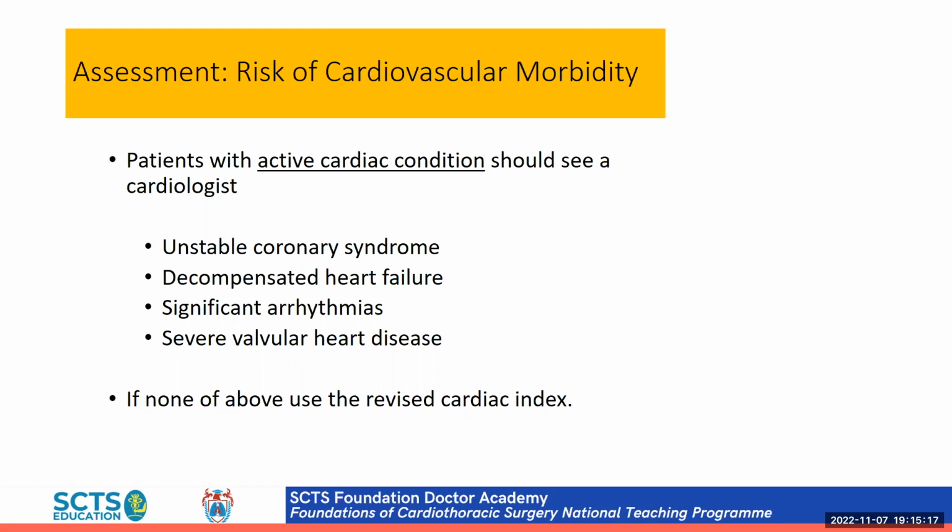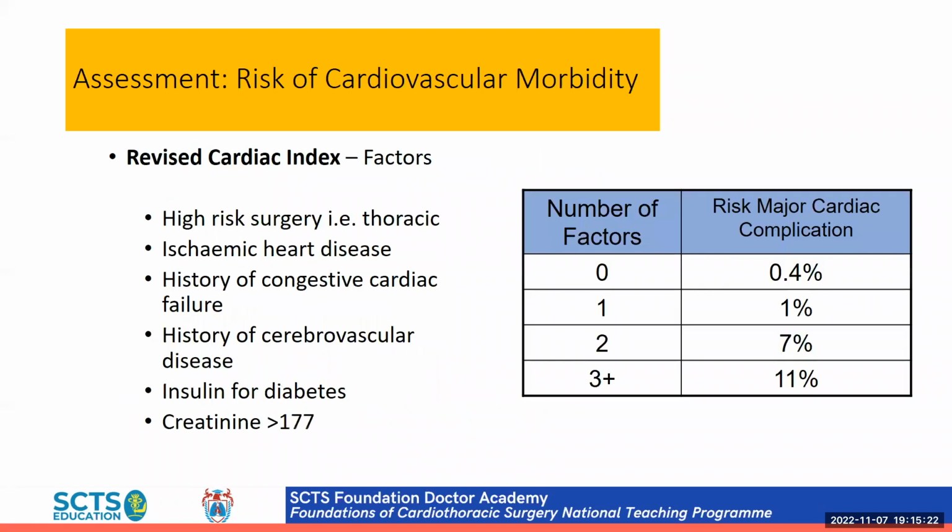So if none of the above, you can use what is called a revised cardiac index score. And this is basically looking at some factors that might predict that these patients might have a cardiac complication. So obviously it's a high risk operation, which is a thoracic, so they will score 1 already, and we'll be scoring them 1% risk of developing cardiac complication.